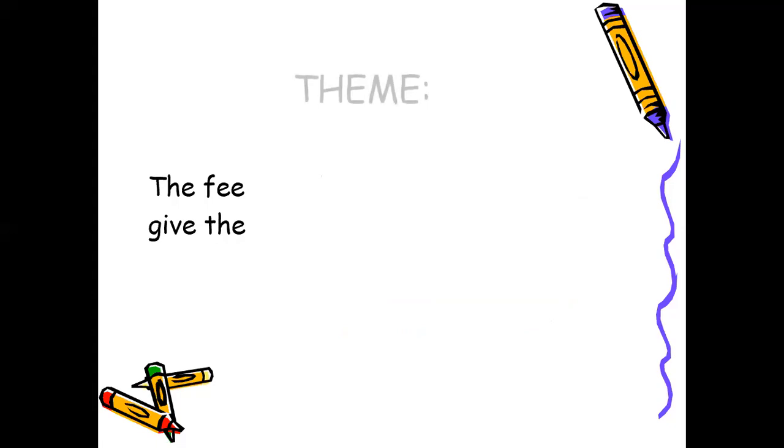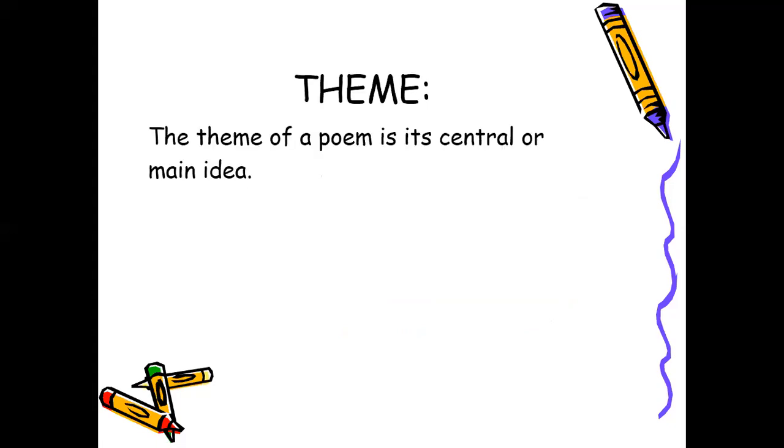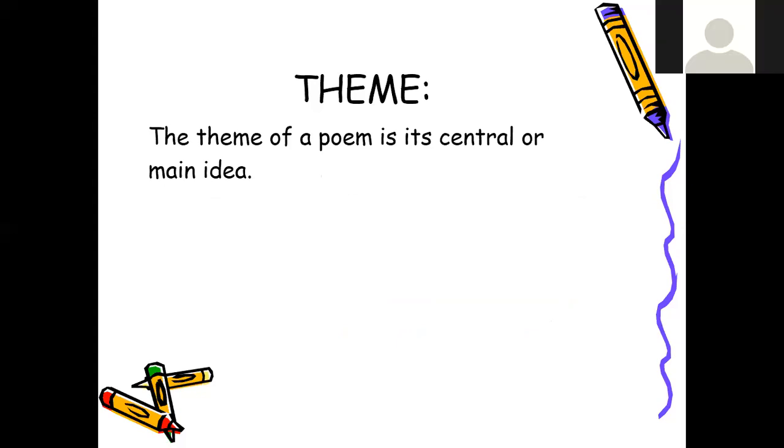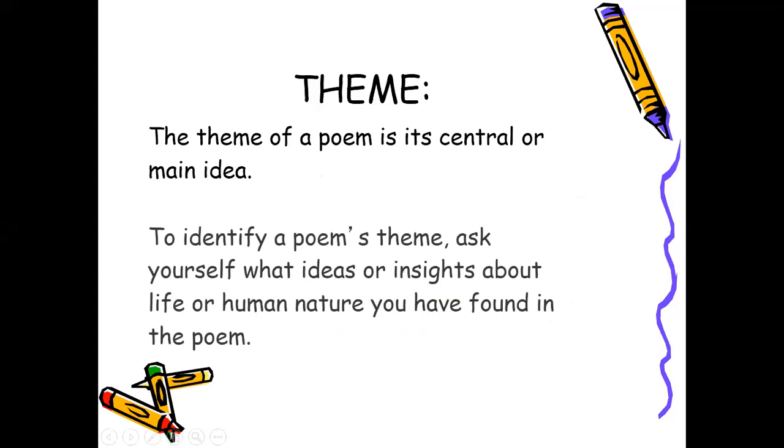Okay, great. Theme. The theme of a poem is its central or main idea. It's like the theme or the plot in a story. Each theme or plot in a story should have a specific idea or a specific point of view to talk about. And that's what happens here as well. Every poem should have a point of view or a main idea that you discuss. To identify a poem's theme, ask yourself what ideas or insights about life or human nature you have found in the poem. Okay, let's go on and complete.